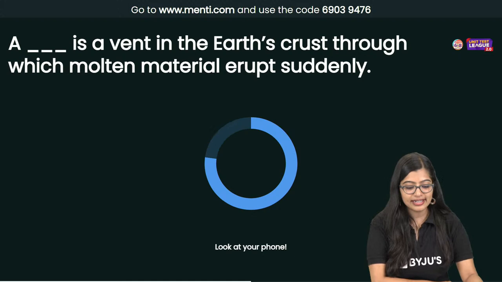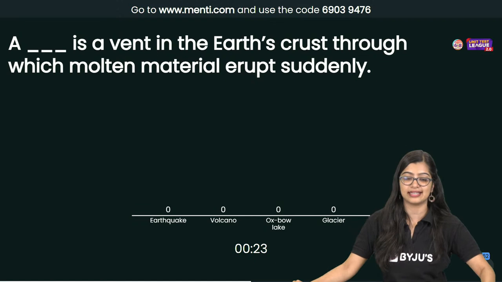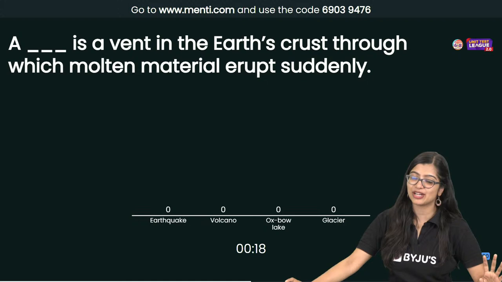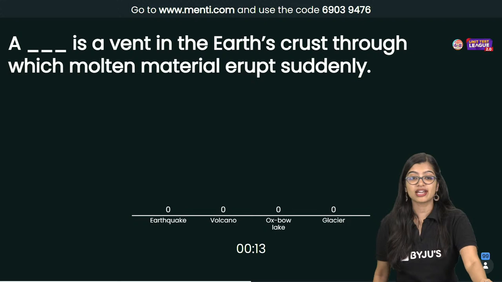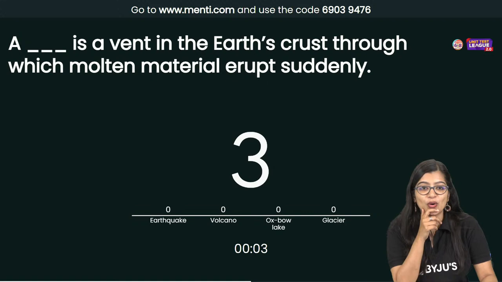A dash is a vent in the earth's crust through which molten material will erupt suddenly. Earthquake, volcano, Oxbow Lake, or glacier? This is very simple, but I know there is one option for sure. Eruption, you will see, you will not think much. We are talking about molten material. What is molten? Please don't get confused now. I know, this is easy.